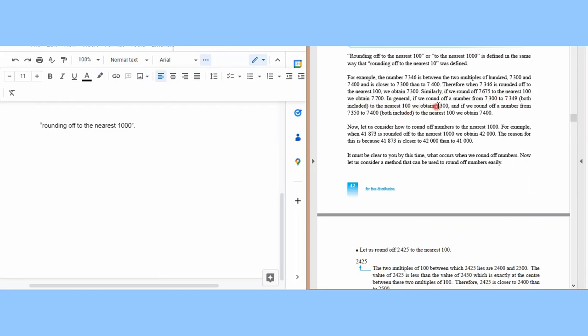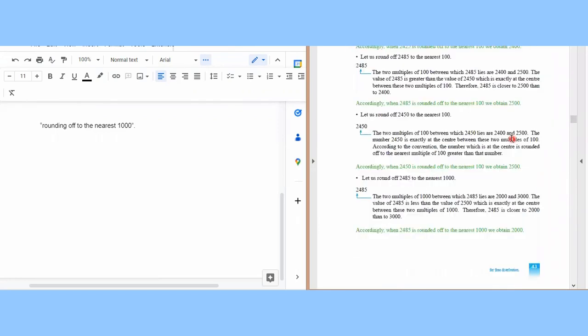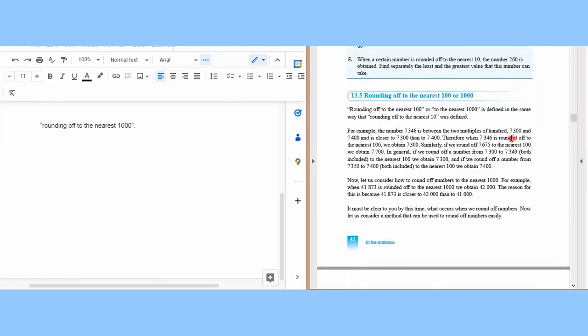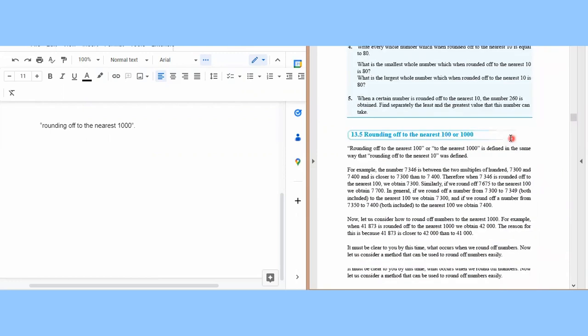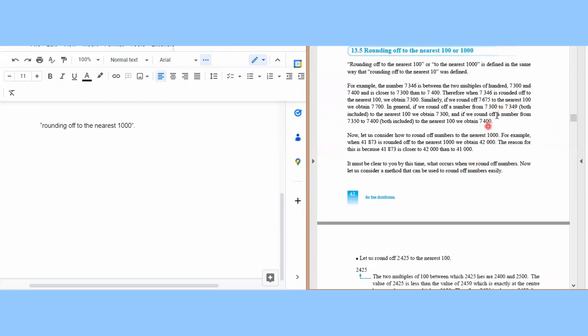In general, if we round off a number from 7300 to 7349, both included, to the nearest 100, we obtain 7300. And if we round off a number from 7350 to 7400, both included, to the nearest 100, we obtain 7400. So that is what we need to understand.